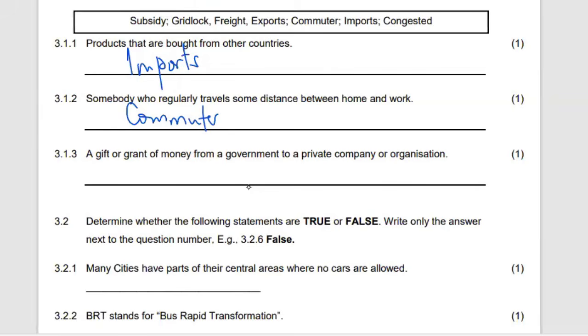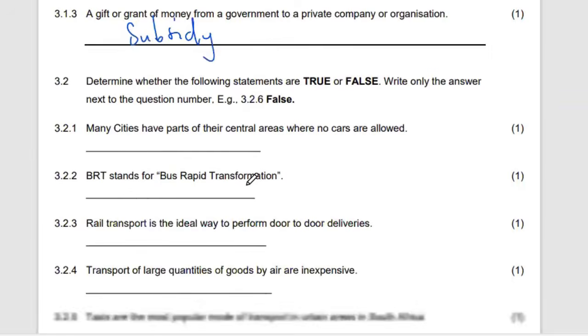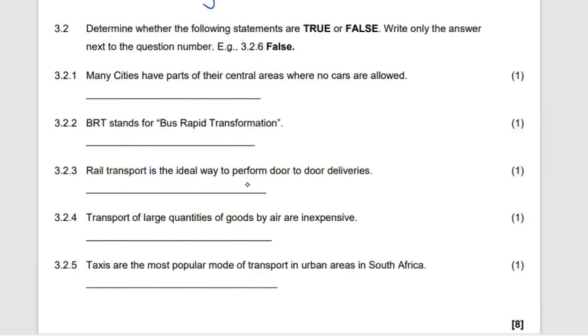A gift or grant of money from a government to a private company or organization. That is a subsidy. Determine whether the following statements are true or false. Many cities have parts of their central areas where no cars are allowed. Is that true or false? That is true.